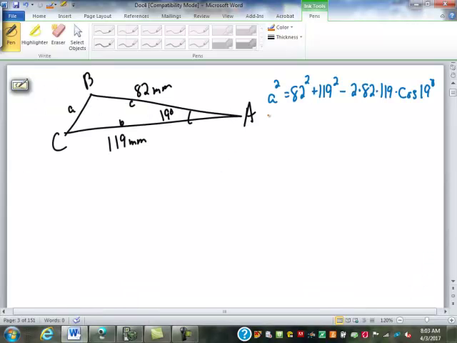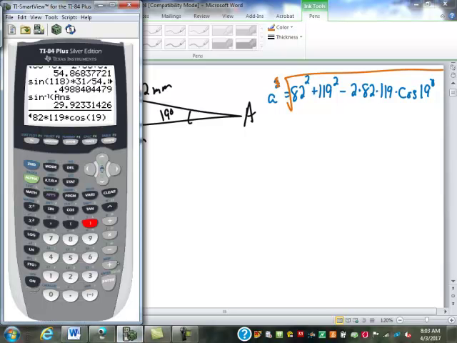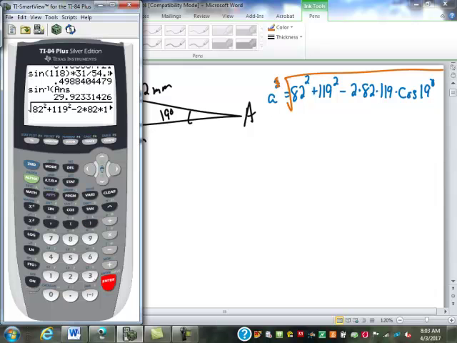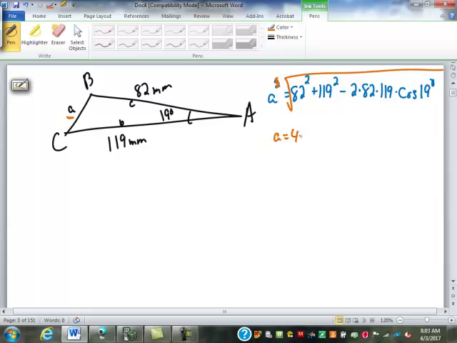Okay, so this time we're looking for side A over here because that's the side opposite our angle. So it's A squared equals the 82 squared plus 119 squared minus 2 times 82 times 119 times the cosine of the 19 degrees. Again, I'm going to cross off that squared and put a square root over here so I can solve it all in one step in my calculator. We enter it in our calculator just like we have been. We get the side A is 49.32. This is 49.32 millimeters.